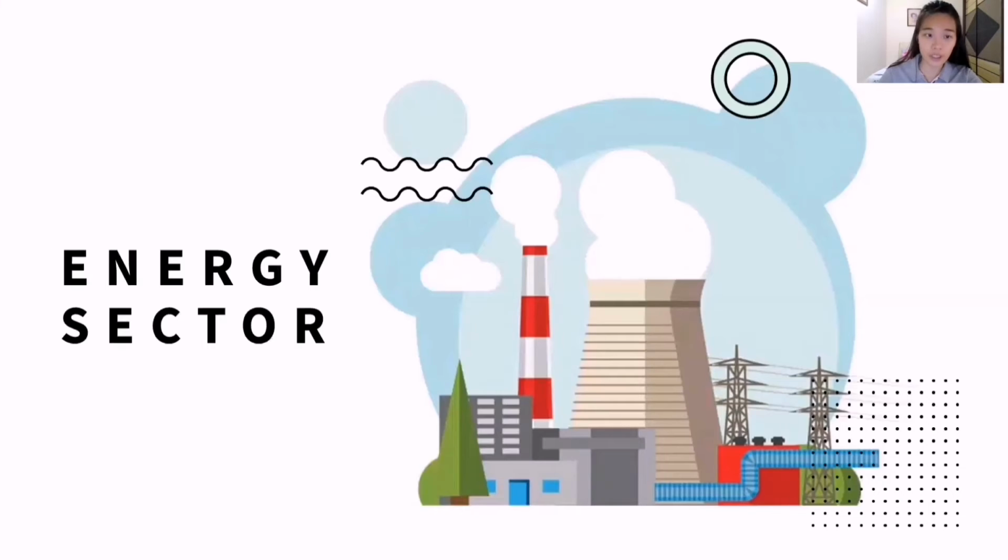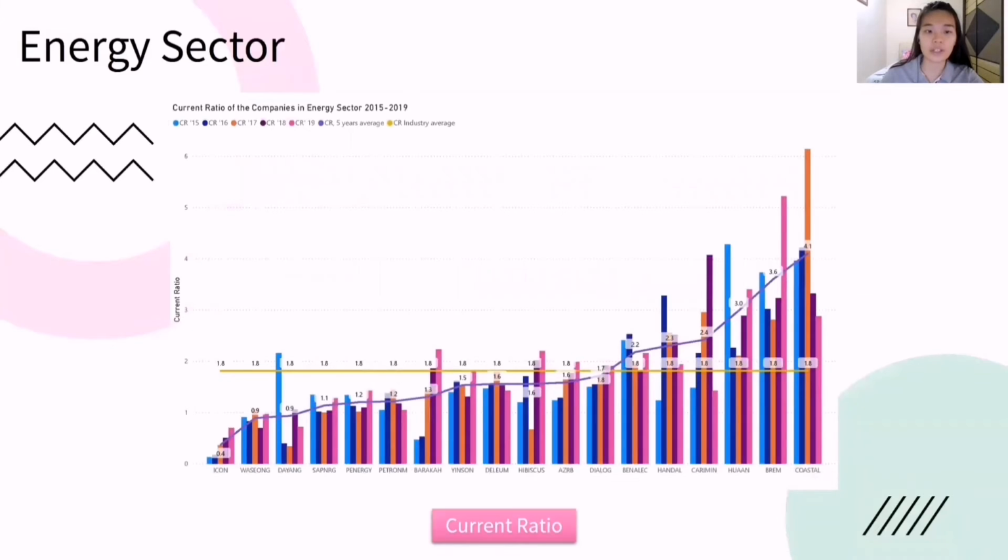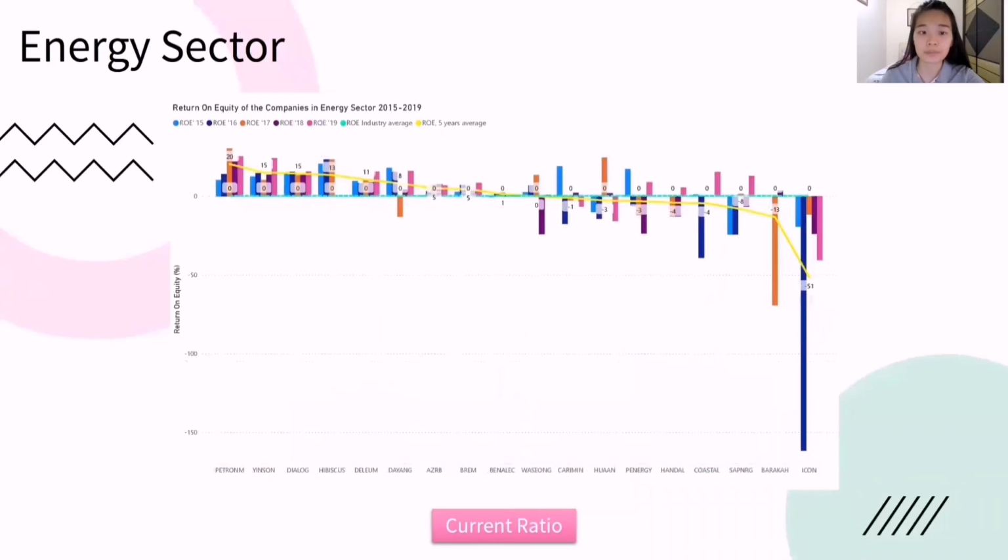The result of the ratio analysis of the next sector is the energy sector. In the energy sector, the industrial average of the current ratio is 1.8. From the results shown, we can know that Dayang, Icon, and Waisheng have a lower current ratio below 1, meaning that they don't have enough liquid assets to cover their short-term liabilities.